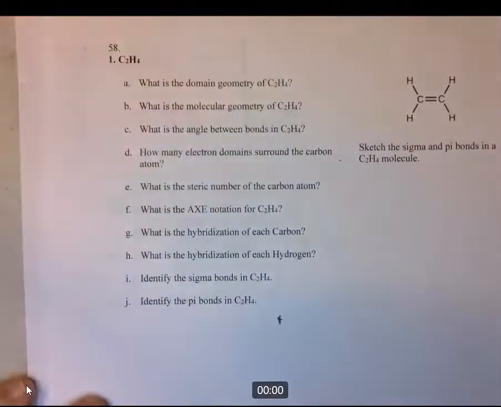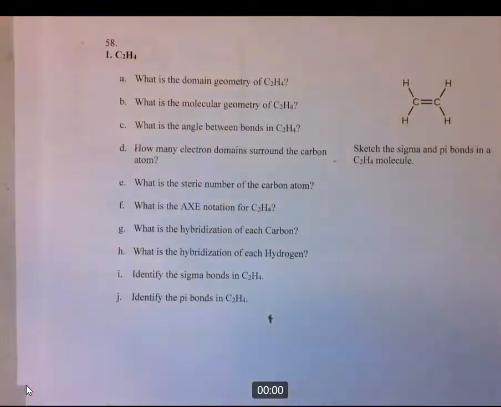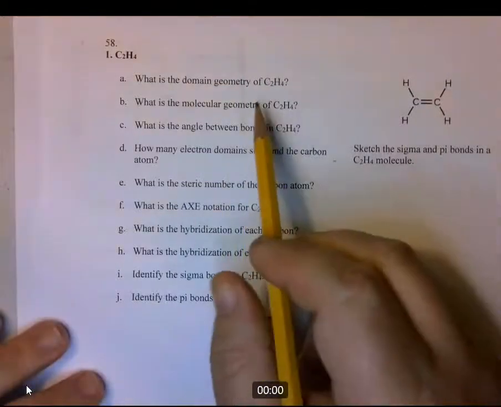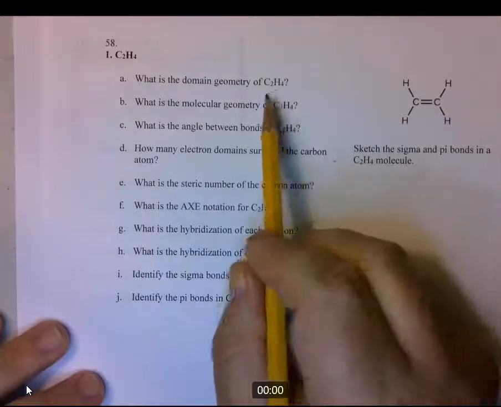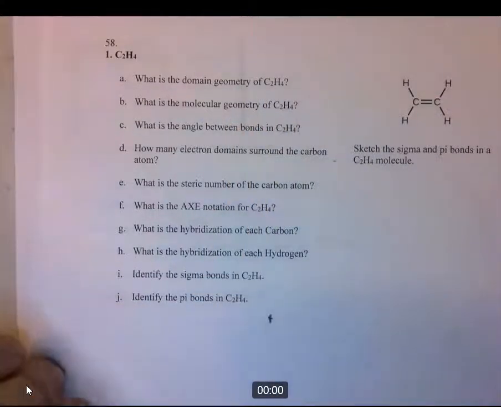Okay, so C2H4, we've seen this one many times before. It's one of my favorite molecules because it kind of shows a lot of different things at the same time. So what's the domain geometry of C2H4? Hang on a sec.